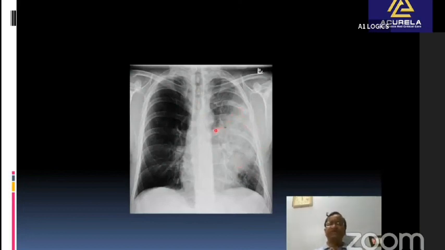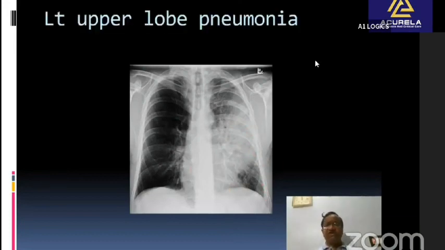Homogeneous mass occupying the left mid zone and lower zone. We will see what it is. Trachea, and angles are normal. It is likely to be pneumonia, or collapse. So this is likely to be a pneumonia because it is relatively homogeneous.